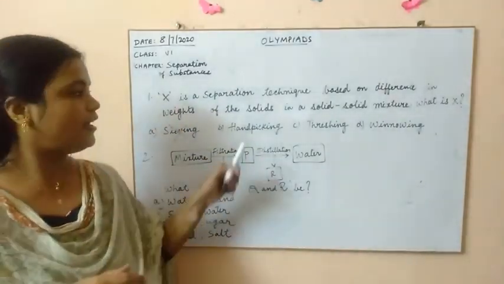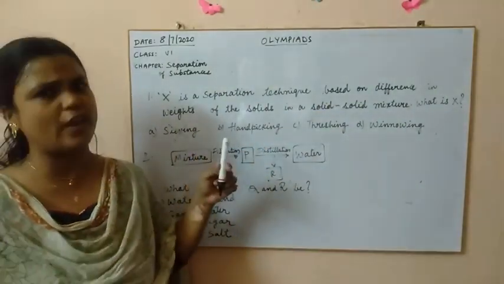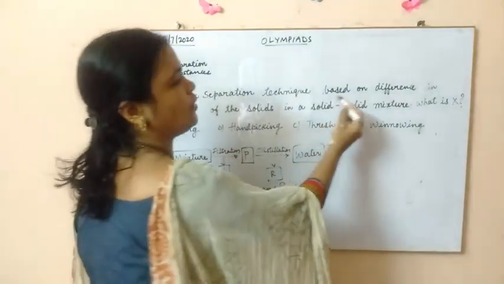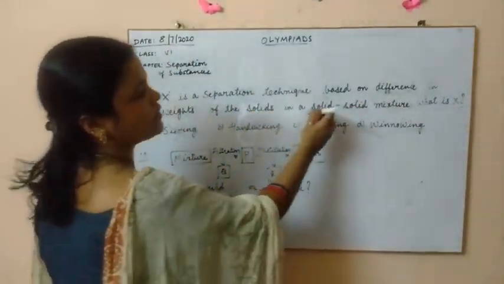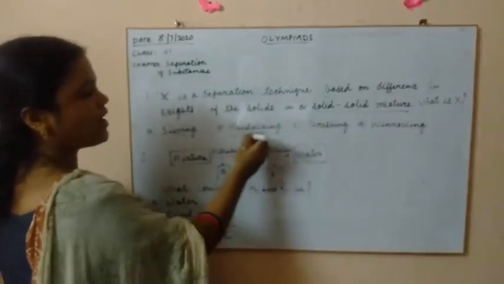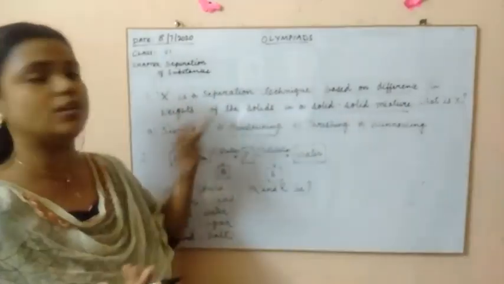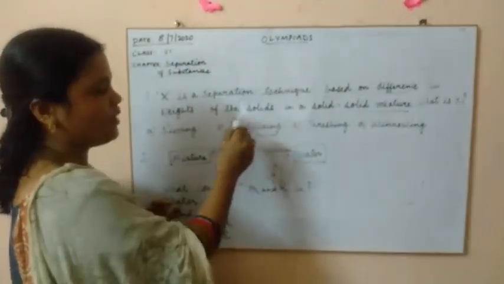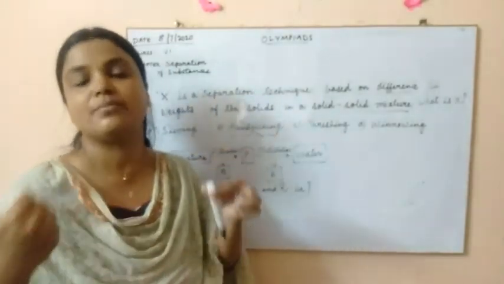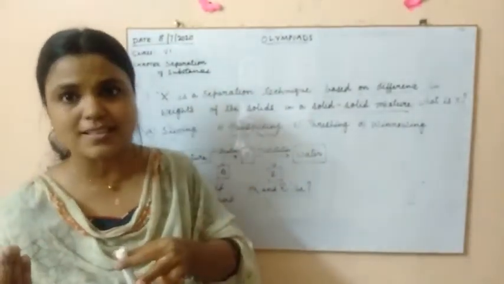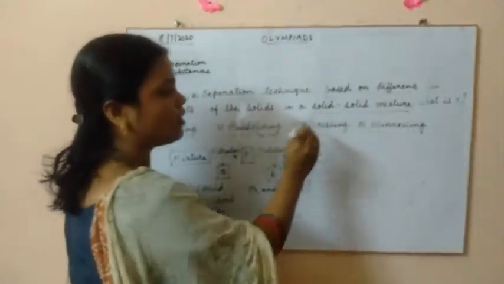Did you understand? Next one is hand picking. Hand picking is not based on the weights, isn't it? So this is more important here, based on the difference in the weights and in the solid-solid mixture. So hand picking, we don't have any criteria like based on the difference of weights. So this is also wrong. Next one is threshing. You know what is threshing, right? It is separation of grains from stalks. So we don't have any grains or stalks over here. So this is also not the right option.